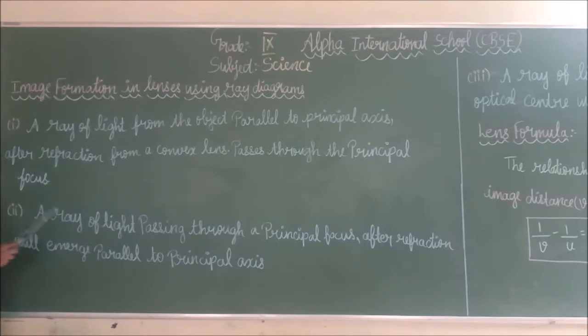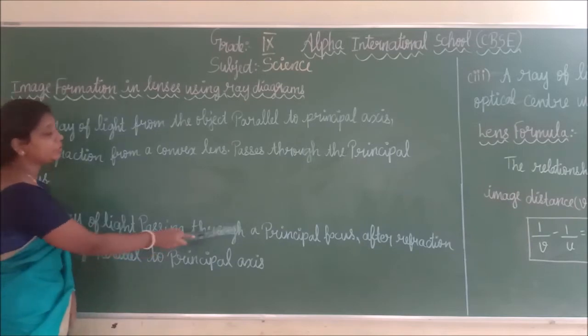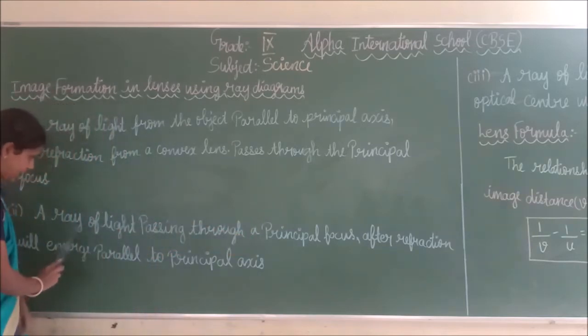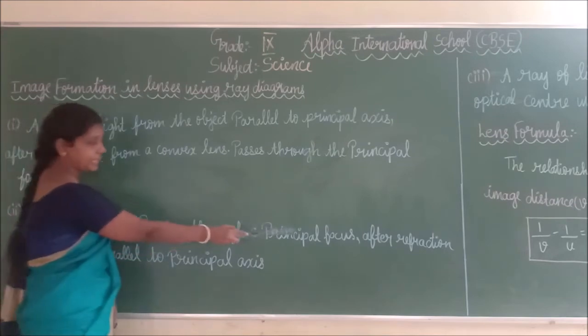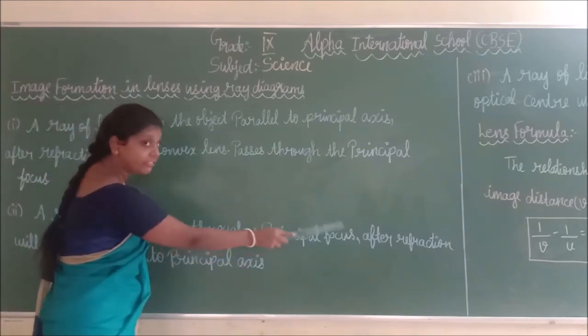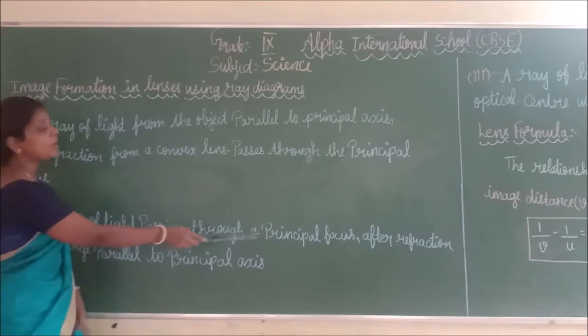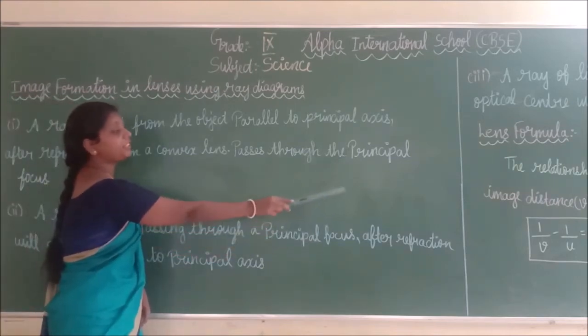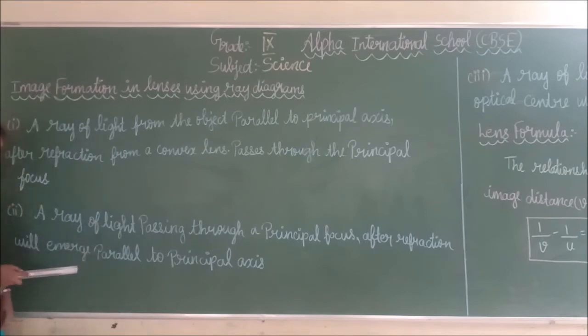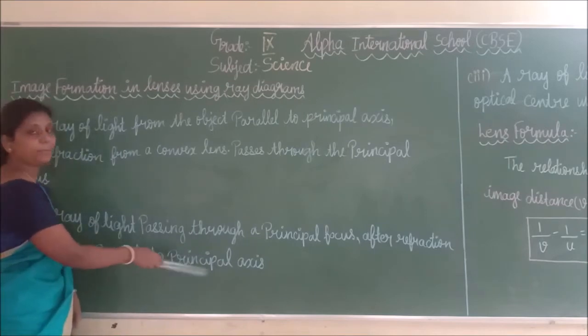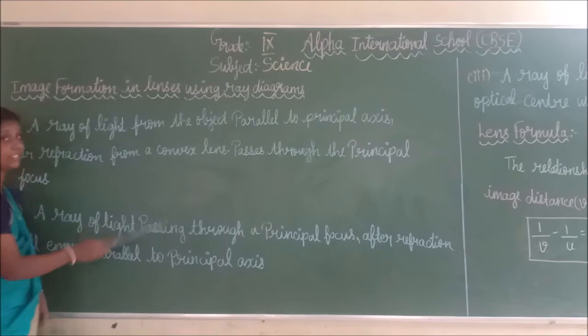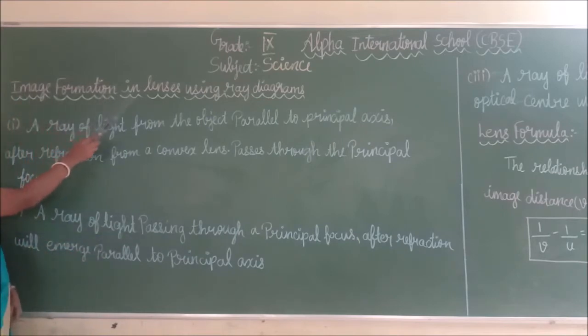Next, second rule: a ray of light passing through the principal focus, after refraction, will emerge parallel to the principal axis. Do you understand? This is the second rule of image formation in lenses. Do you understand, students?